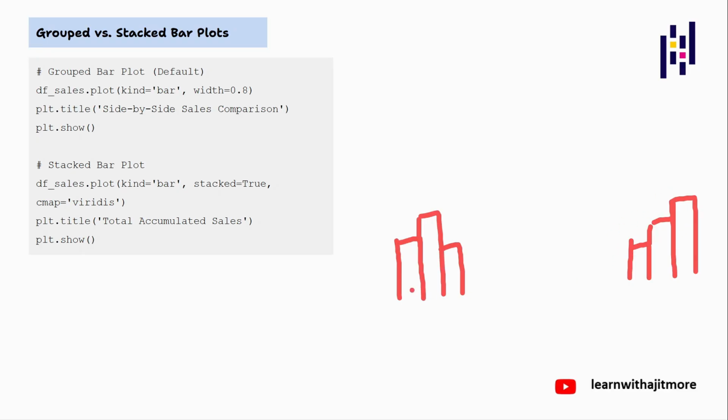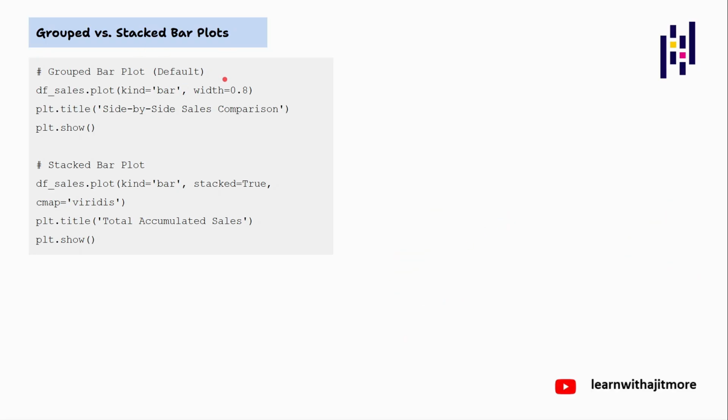So comparative study. And if you want the total sale of all the 3 stores for each month, then you can go for that stacked bar. See here. When you're plotting that graph, you have to tell the kind is bar. Then width I've given 0.8, so it is according to the scale. Then title, whatever title you want to give, and then show. You want X label, Y label, all you can mention.